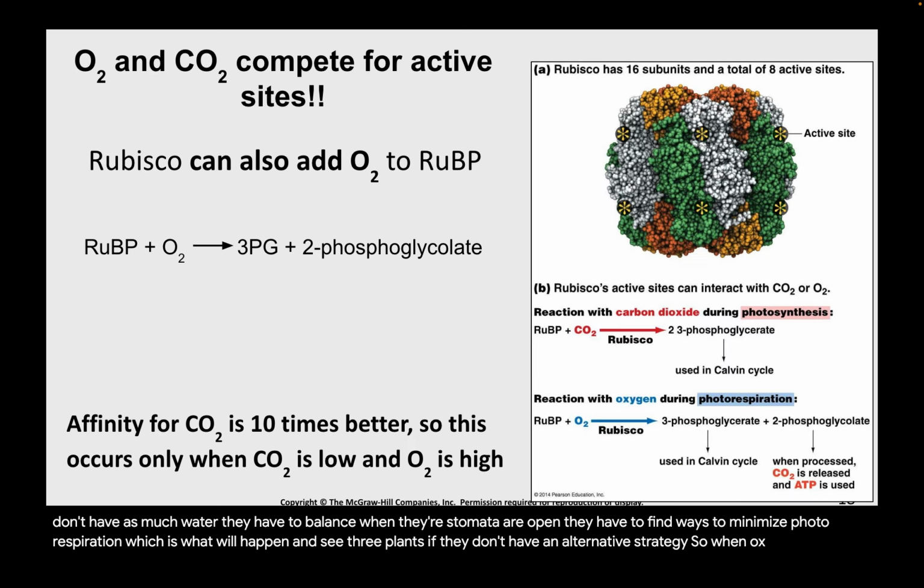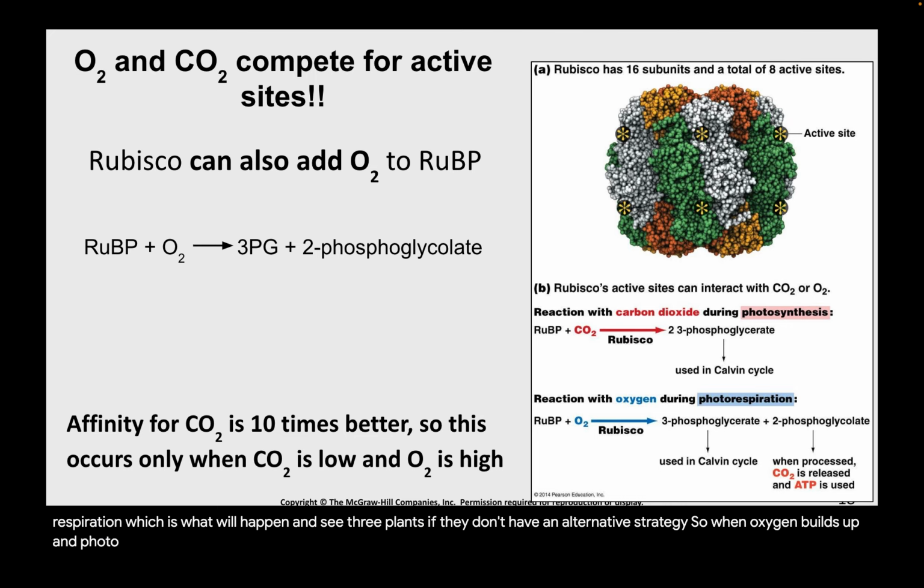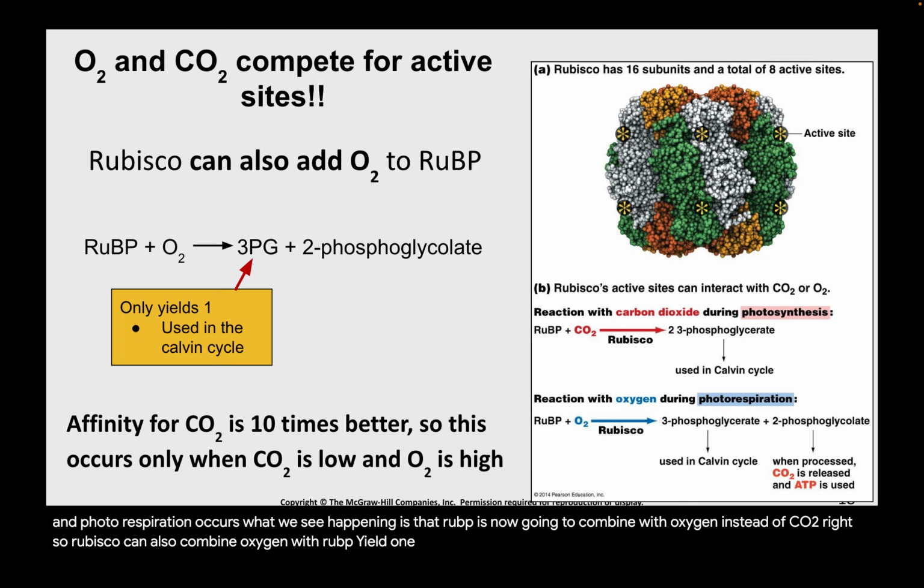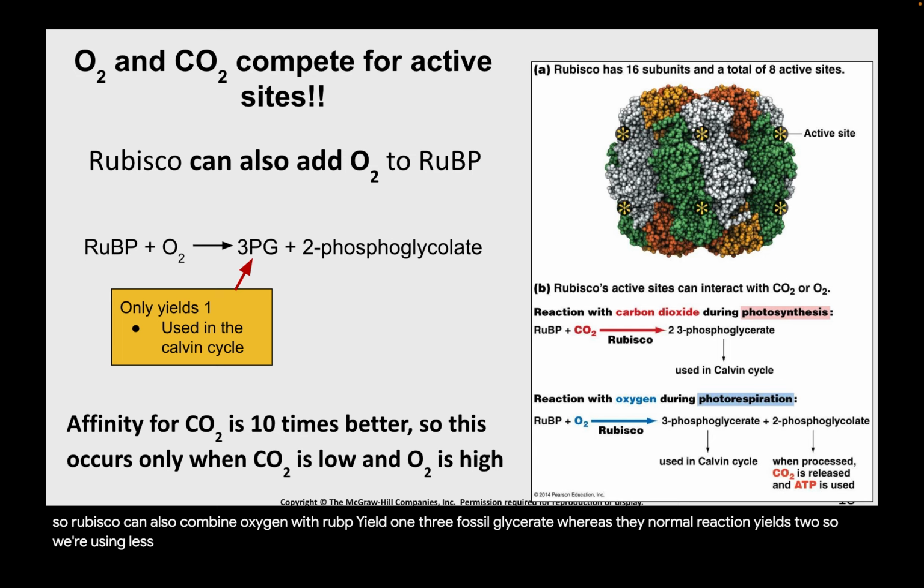So when oxygen builds up and photorespiration occurs, what we see happening is that RuBP is now going to combine with oxygen instead of CO2, right? So Rubisco can also combine oxygen with RuBP. This only yields 1 3-phosphoglycerate, whereas the normal reaction yields 2. So we're yielding less. Plus, we're also producing this other molecule called 2-phosphoglycolate.